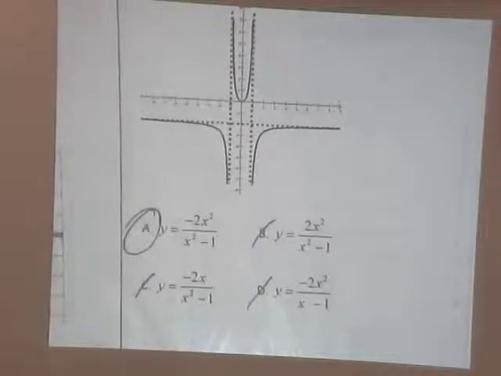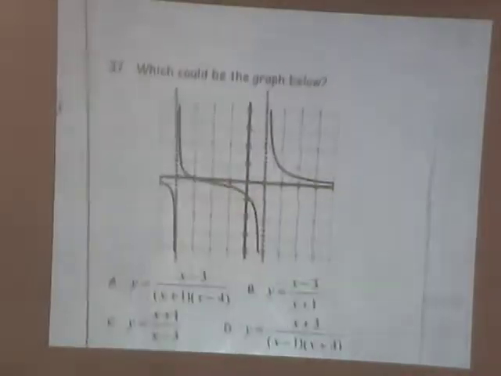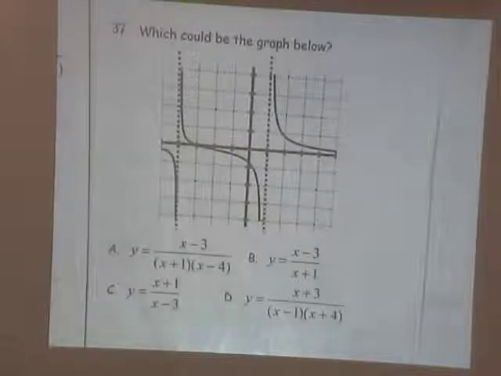Questions? All right, 37. Vertical asymptotes when x equals 4, -4. What's our answer?